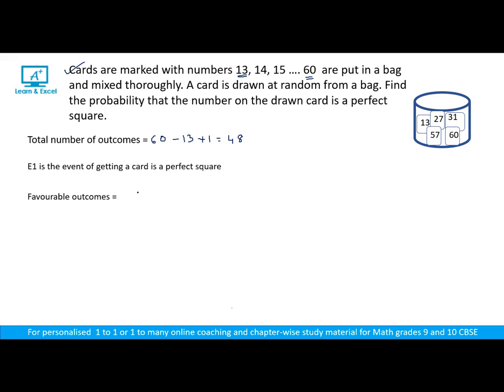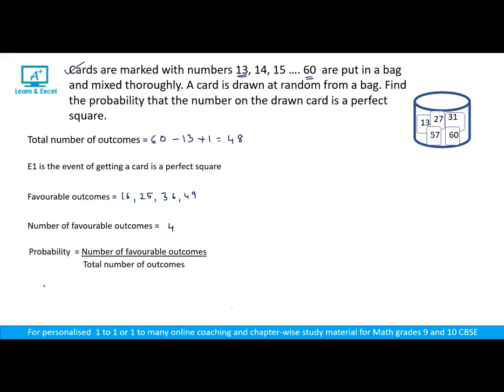Now the favorable outcomes. Let us look for all the perfect squares between 13 and 60. 16 is the first perfect square. Then we have 25, then 36, then 49. Now the number of favorable outcomes is 4. Probability, we know the formula. So the probability of the event E will be favorable outcomes 4 and total number of outcomes 48. Simplifying, we get 1 upon 12.